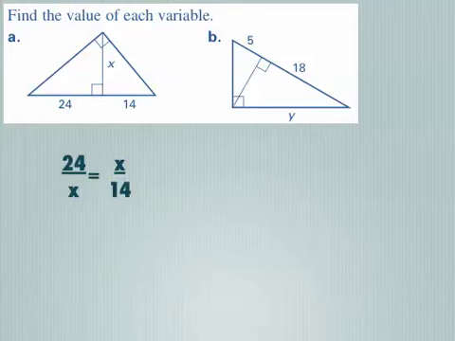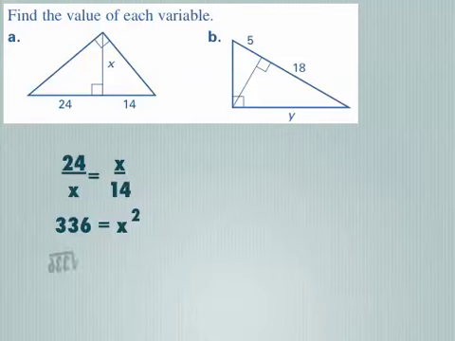Where I got 24 and x is on the triangle that's created by the altitude on the left side of the triangle on A. 24 would be my longer side, x would be my shorter side, and then I set it equal to, in the triangle created on the right, x would be the longer side and 14 would be the smaller side. So go ahead and cross multiply. We get 336 equals x squared.